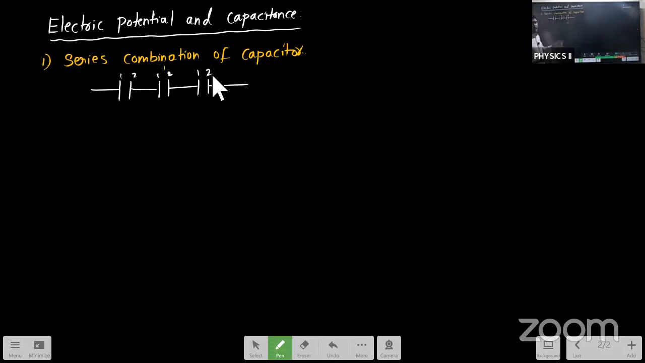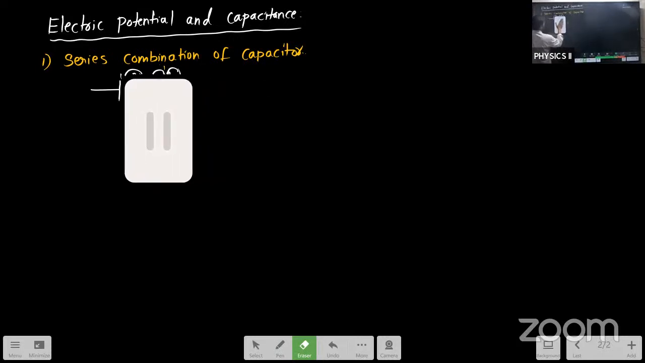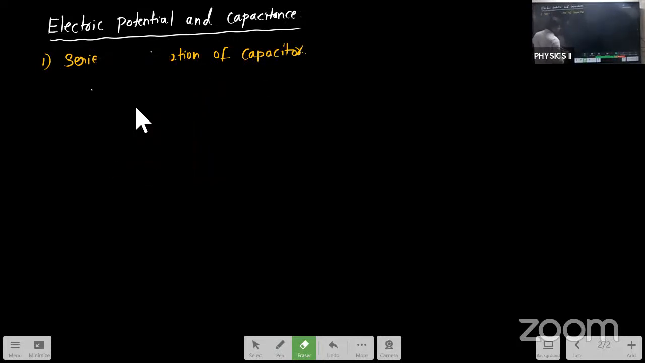And what I said, in order to define this, is that the second plate of the first capacitor is connected to the first plate of the second capacitor. Similarly, the second plate of the second capacitor is connected to the first plate of the third capacitor. This type of arrangement was called what? Series combination of capacitors. And further, we derived a formula for equivalent capacitance.